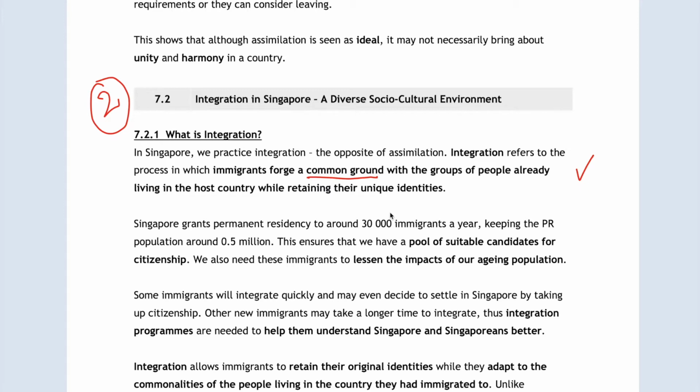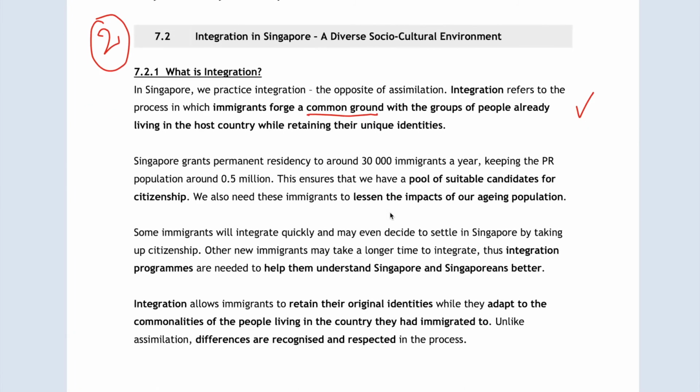I say again, in an integration system, immigrants can retain their original background, their original practices and cultures. We are open to that. But the condition is that you must make certain decisions and sacrifices so that you will be able to live harmoniously with the people already in Singapore or wherever country. So that's integration.